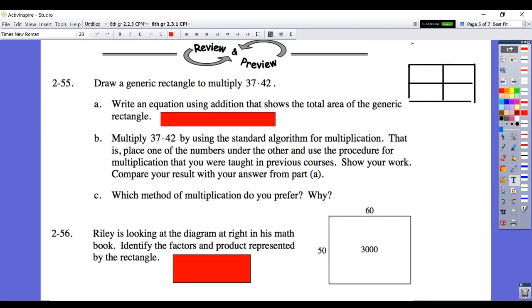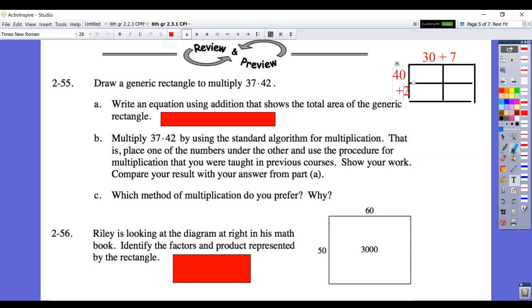And you're going to go ahead and make the 37 into 30 plus 7. Don't make it 3 plus 7 because that'll end up giving you incorrect information. Remember, 3 is representing 30, the 3 in the tens place. And the 42 would be 40 plus 2. Okay, if I can put a plus sign in there.